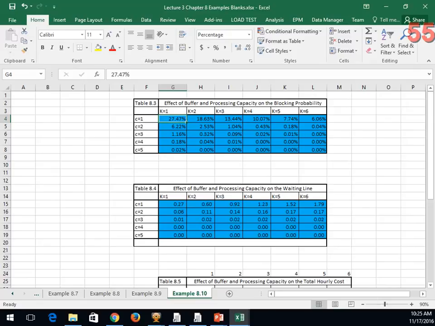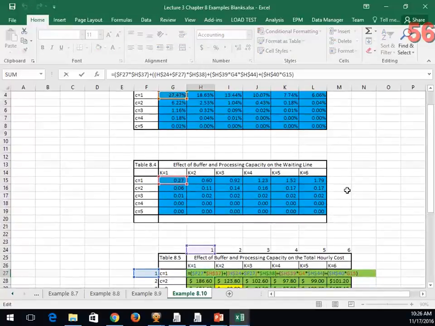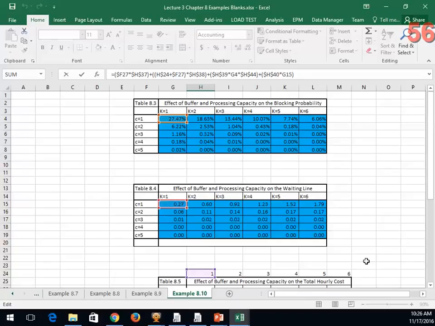This is the effect of the buffer and processing capacity on the waiting line with 1 server and 1 buffer. It's 0.27. So the more servers I add, the less time they have to wait. However, the more lines I add, the more time they have to wait. And so then you get some kind of fun formulas in Excel. Basically, then you're calculating the cost of the probability of being blocked and the cost of the waiting time.